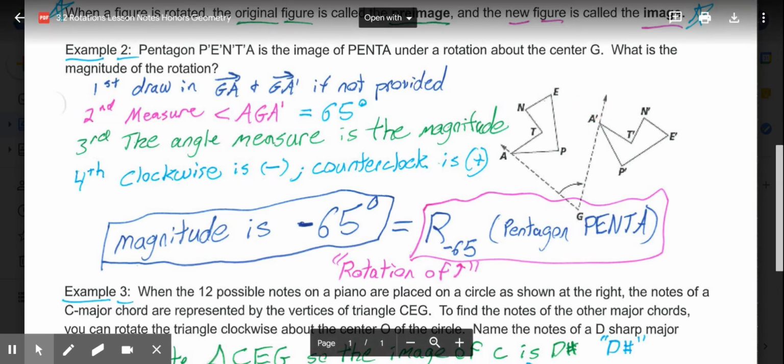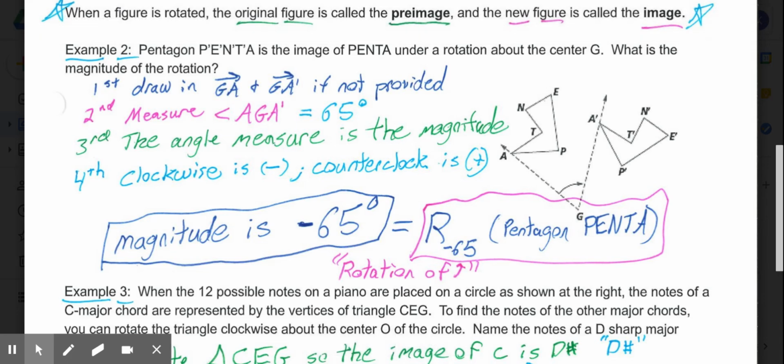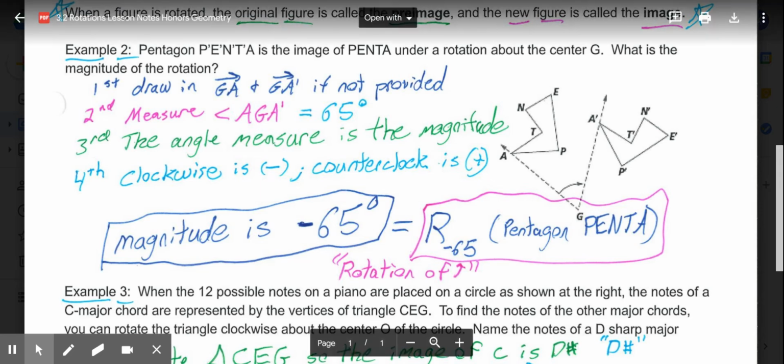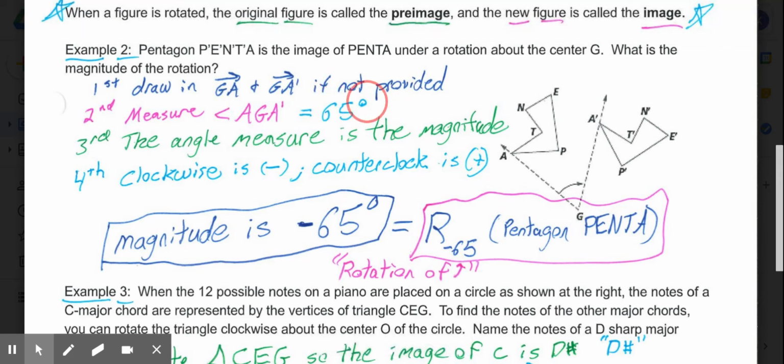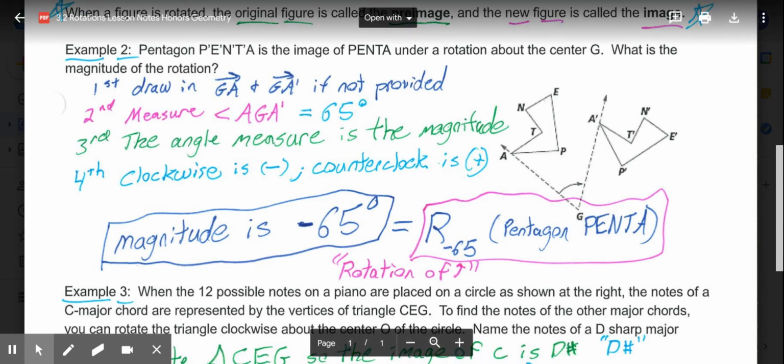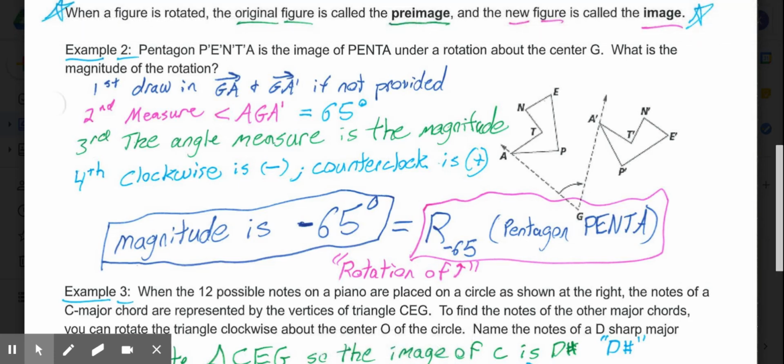What that allows us to do is to create an angle. Now I can measure, using point G as the vertex, angle AGA prime. When I do that, I get a measure of 65 degrees. Now, if you're not sure how to use the protractors to measure, please come see me. It's a very quick process. I can remind you or refresh you on how to use a protractor. So we know it's a 65-degree angle.